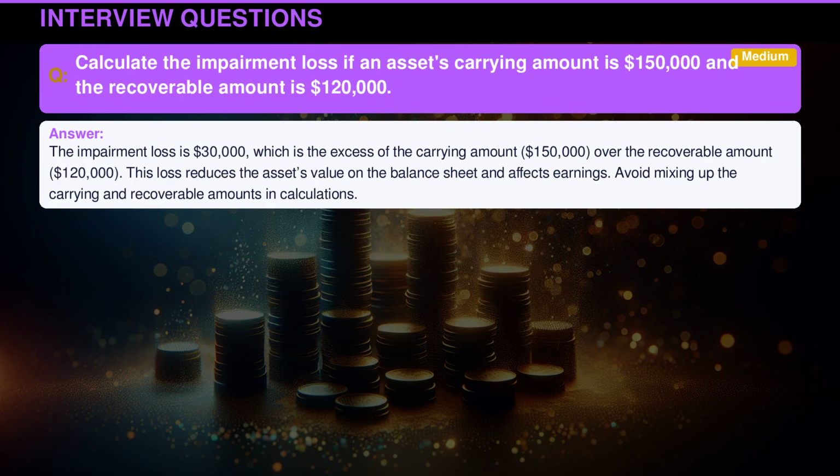The impairment loss is $30,000, which is the excess of the carrying amount, $150,000, over the recoverable amount, $120,000. This loss reduces the asset's value on the balance sheet and affects earnings. Avoid mixing up the carrying and recoverable amounts in calculations.